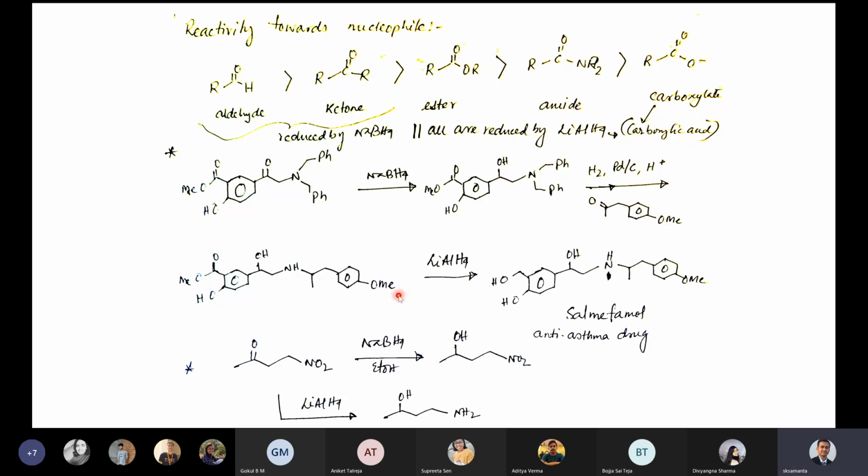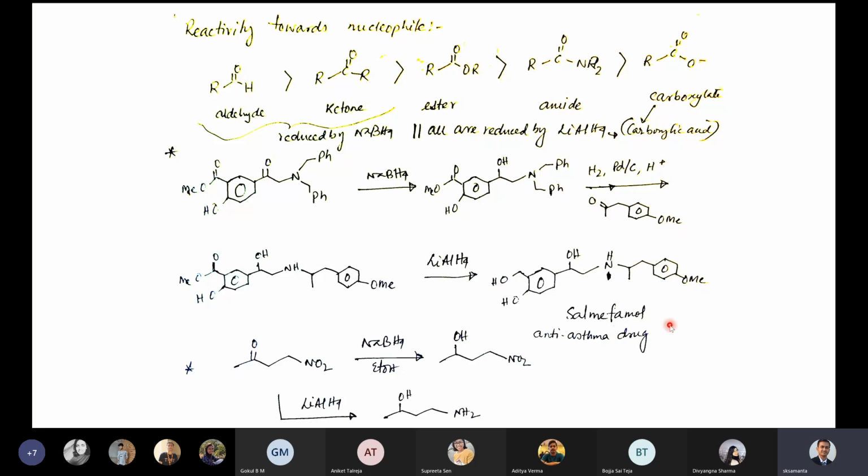Then what happens? We have this ester moiety, so that can be reduced with lithium aluminum hydride. Of course, I think this OH has to be protected before that, but for simplicity in this case we have not shown the protection and deprotection here, but it has to be protected. Then this ester can be reduced with lithium aluminum hydride to form this OH and this compound. This compound is called salmeterol, which is an anti-asthma drug.